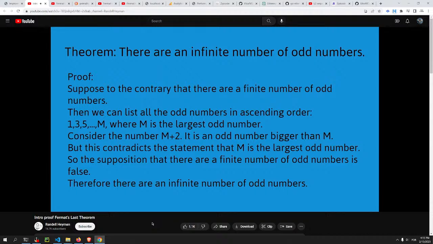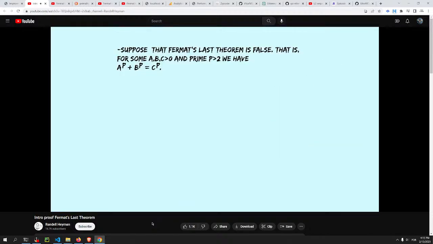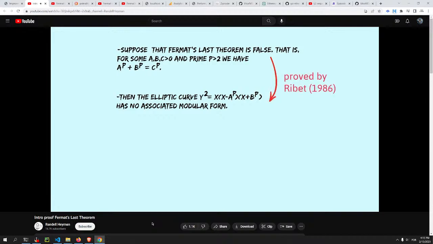Okay, now we're ready for a high-level overview of the proof of Fermat's last theorem. We want to prove that Fermat's last theorem is true, so we're going to suppose, to the contrary, that Fermat's last theorem is false. That is, for some a, b, and c greater than 0, and some prime p greater than 2, we have that a to the p plus b to the p equals c to the p, and that's what it means for Fermat's last theorem to be false. It then logically follows that the elliptic curve, y squared equals x times (x minus a to the p) times (x plus b to the p), has no associated modular form.